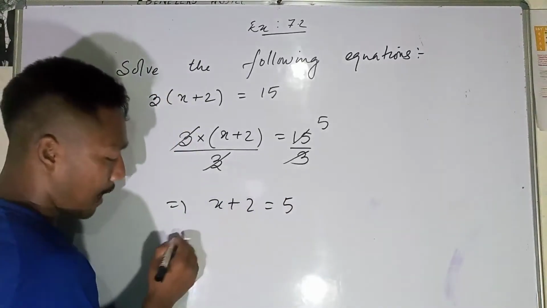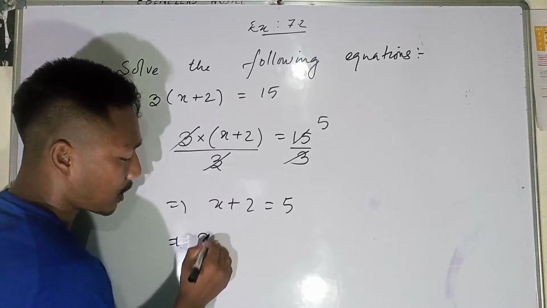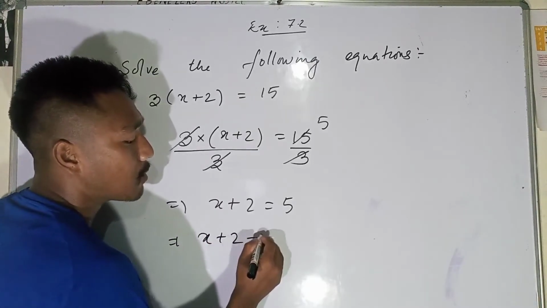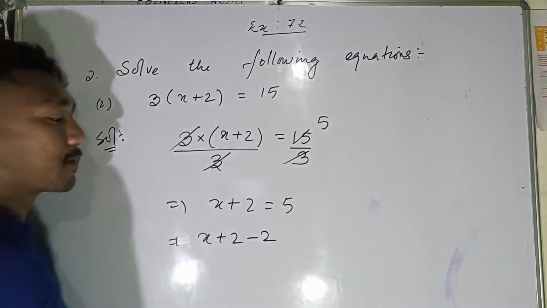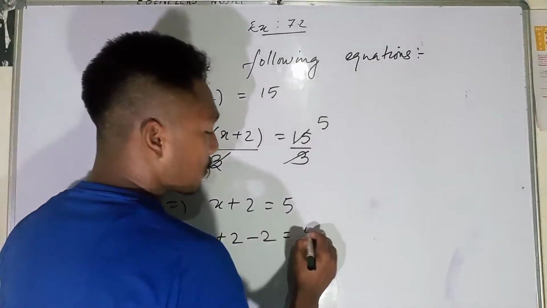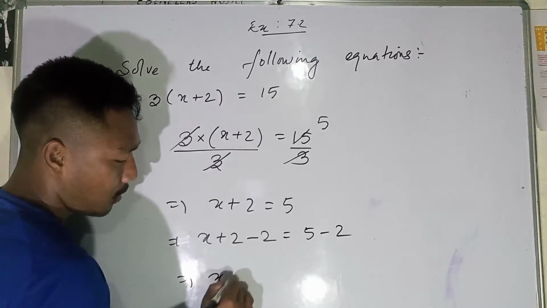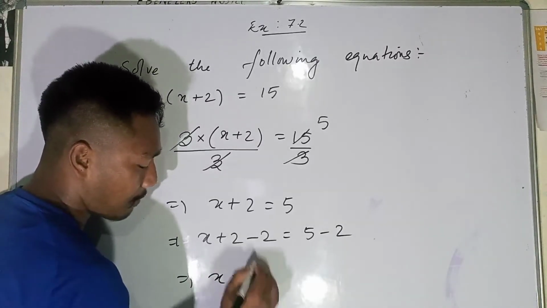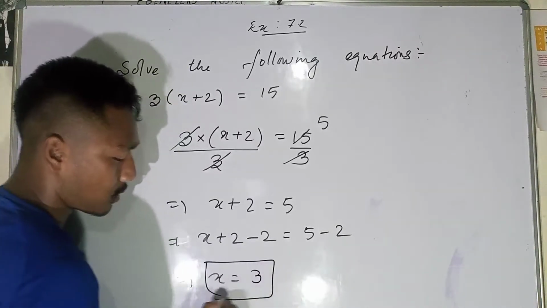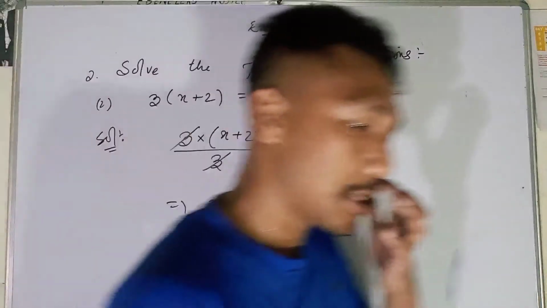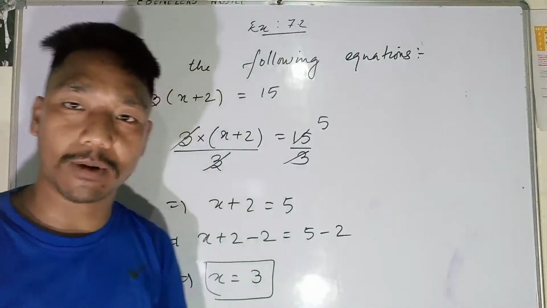Now I have to remove this plus 2 again, that means I have to subtract. In order to remove 2, I have to subtract the same number, that means I have to subtract on the other side also. So 2 minus 2 becomes 0. So 5 minus 2 becomes 3. So this is our answer. This is our first answer. I think you're clear about this one.